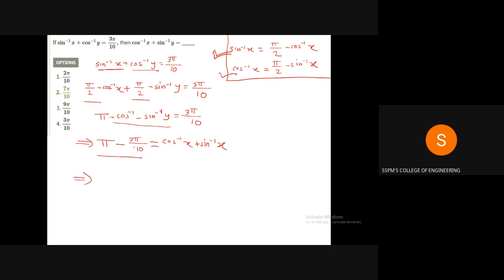What is pi minus 3 pi by 10? It is 10 pi minus 3 pi divided by 10 is equal to cos inverse x plus sin inverse x, which is equal to, what is 10 pi minus 3 pi? It is 7 pi divided by 10 is equal to cos inverse x plus sin inverse x. So this is the required answer. Okay? So the answer is 7 pi divided by 10.